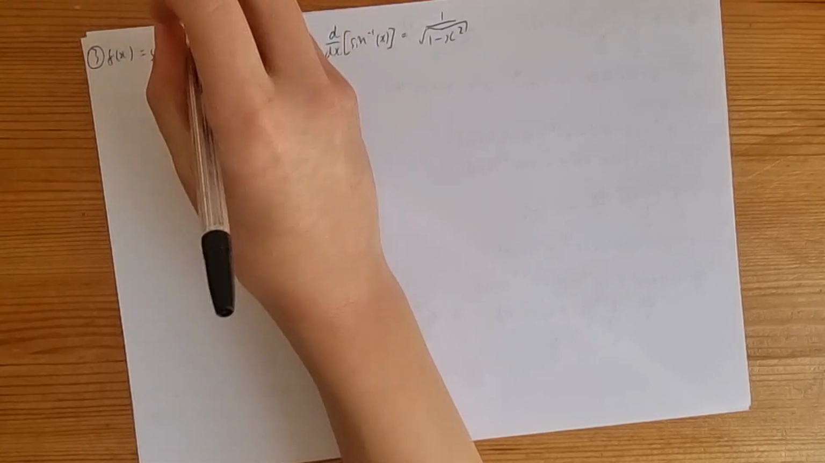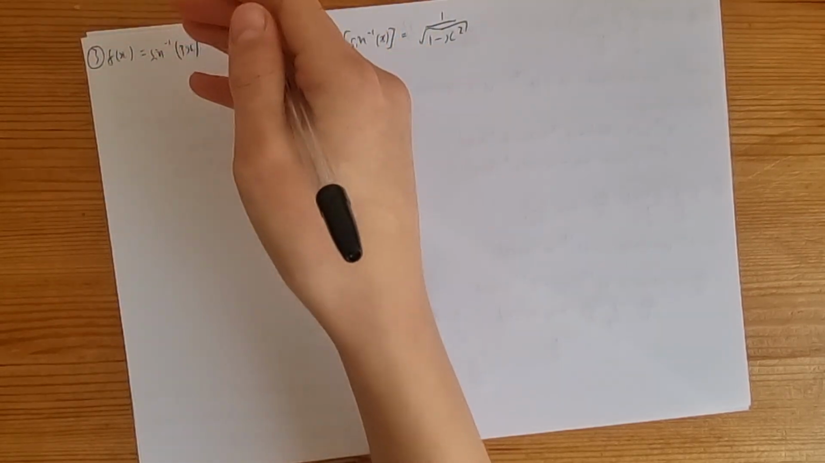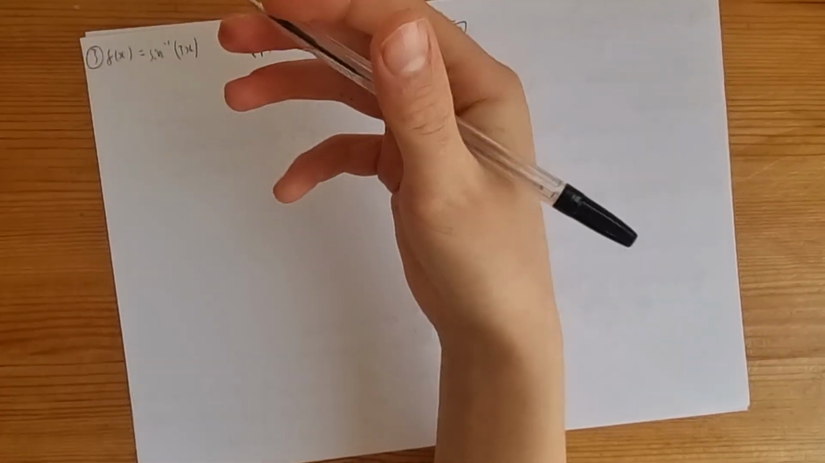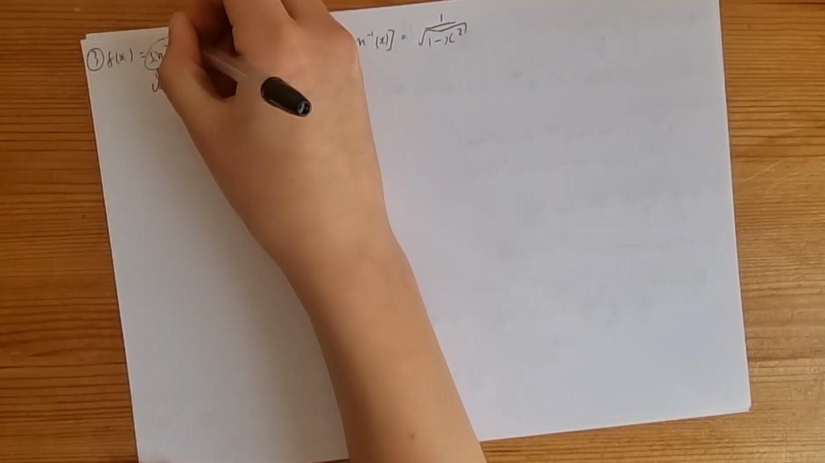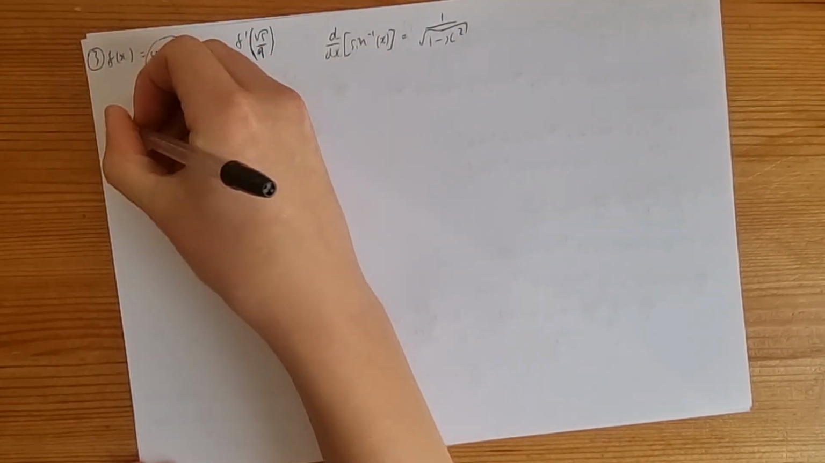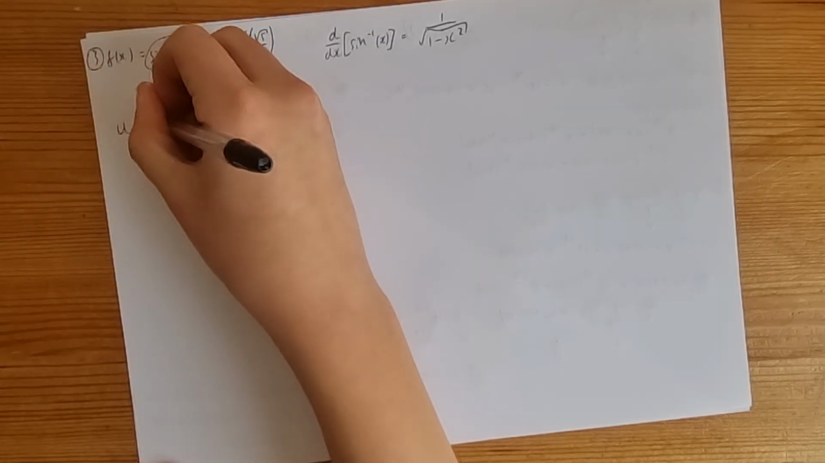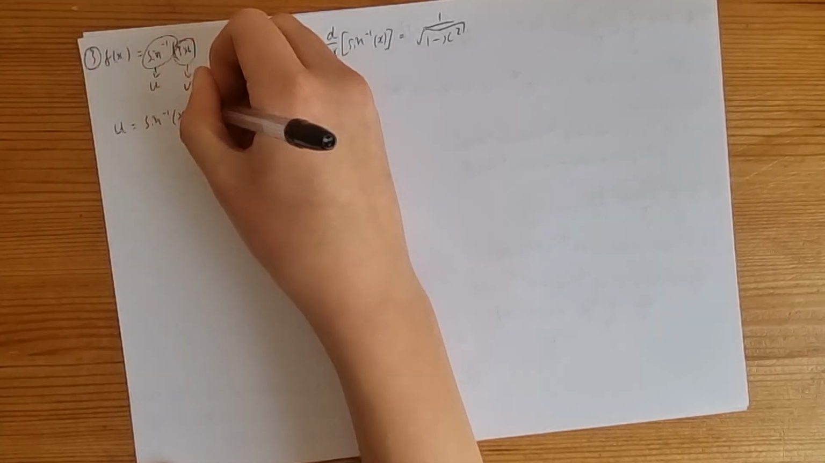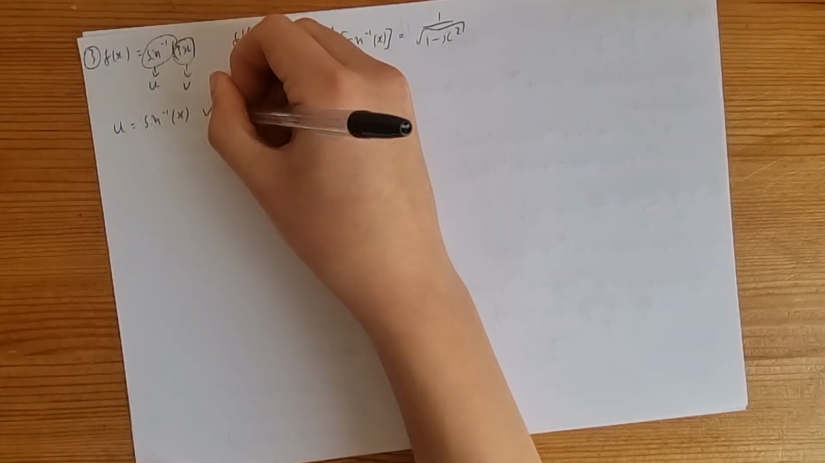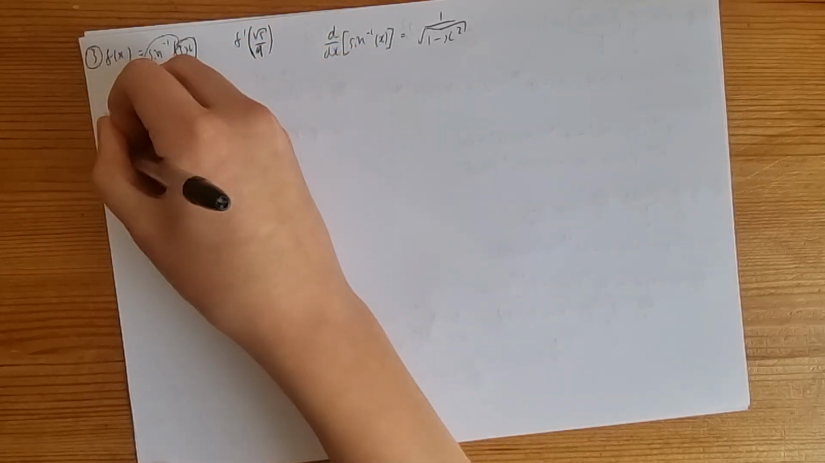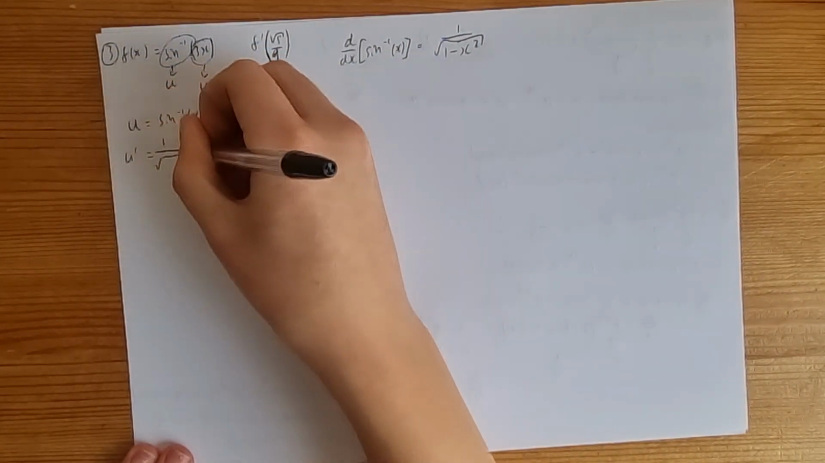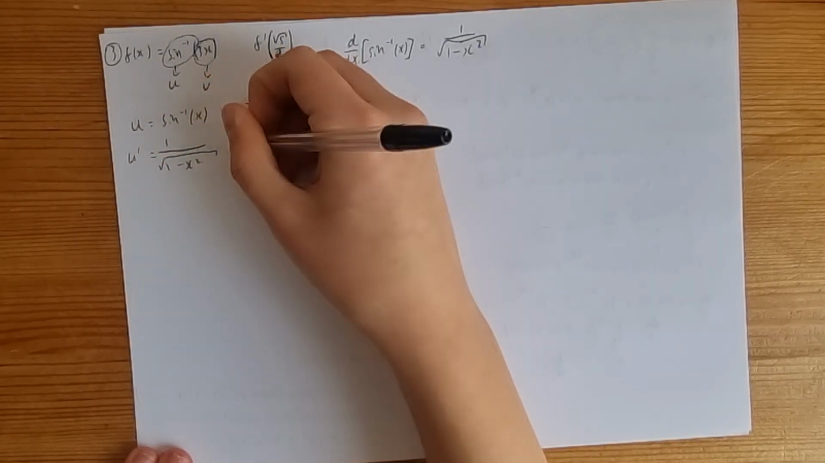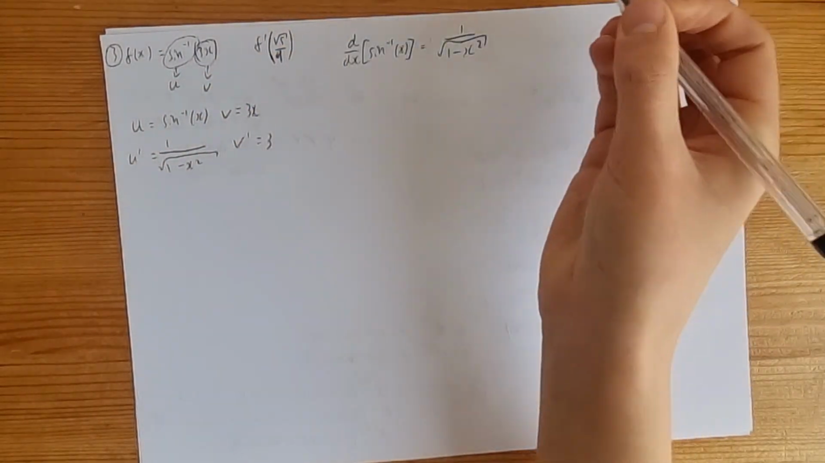first of all, we need to identify the bigger picture. So this is going to be a chain rule because it's a function of a function, and our outer function is sine inverse, which is going to be u, and our inner function is 3x, which is going to be v. So u equals sine inverse of x, v is equal to 3x. So u prime is equal to, as it says here, 1 divided by square root of 1 minus x squared, and v prime is equal to 3.